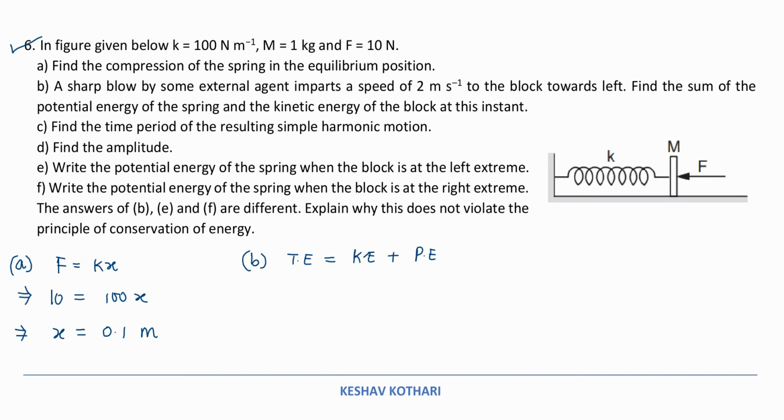So if I write the kinetic energy, it is half the mass of the block, which is 1, into 2 squared, plus the potential energy stored in the spring, which is half k x squared, that is half into 100 into 1 by 10 squared. So over here we are getting 4 by 2, that is 2, plus 100 will cancel out, we get 0.5. So the value is turning out to be 2.5 joule. So 2.5 joule is the total energy that is stored in the block at this current instant.